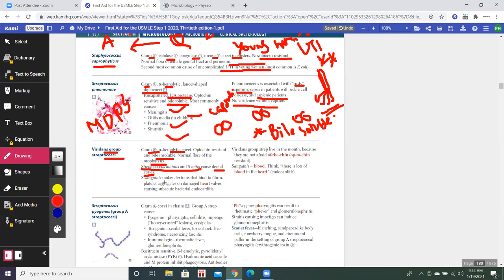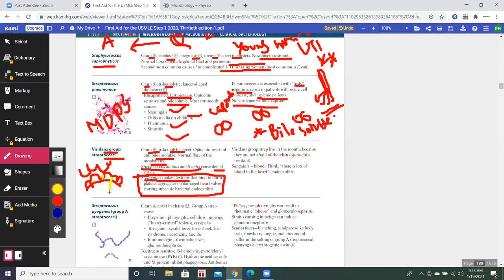Over here, sanguinis makes dextrans that bind to fibrin-platelet aggregates on damaged heart valves, causing subacute bacterial endocarditis. So over here, what happens is, when you have a patient who has dental caries, for example, let's say that this is the patient, as you are seeing the patient's teeth from inside the mouth. So let's say that these are the patient's teeth, right? And you have the dental caries over here, and over here.